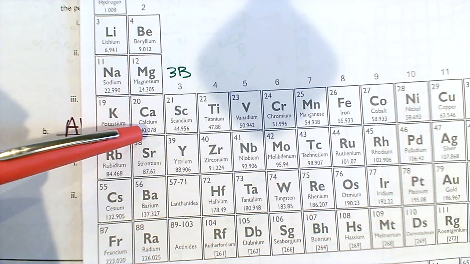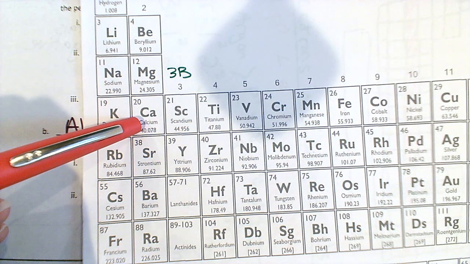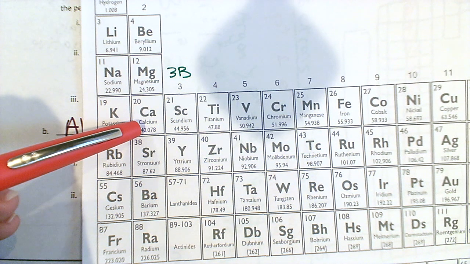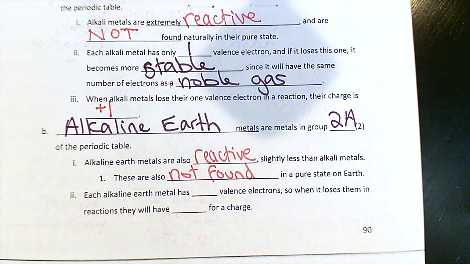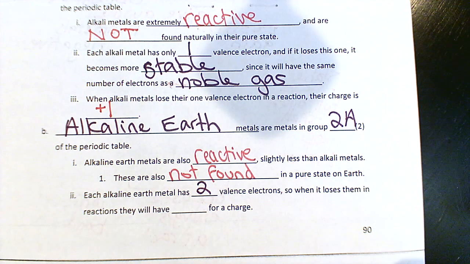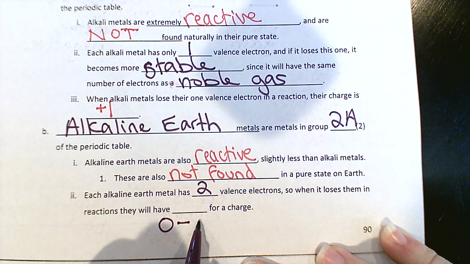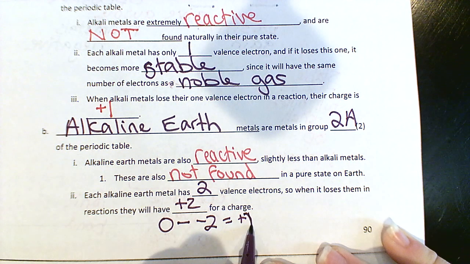Again, you might be thinking, well, calcium makes my bones. Nope, your bones are made out of the compound calcium phosphate. You're not finding a deposit of pure calcium. You can find things that have a lot of calcium in compounds with other elements. Let's think about this. Each alkaline earth metal has 2 valence electrons. So to become like a noble gas, to become stable, it's going to lose 2 negatives. If I was neutral and I lose -2, my charge is going to be positive 2.